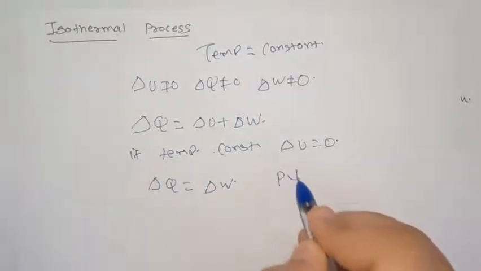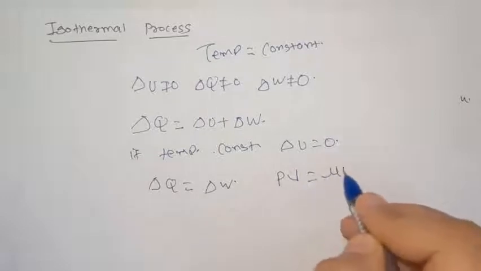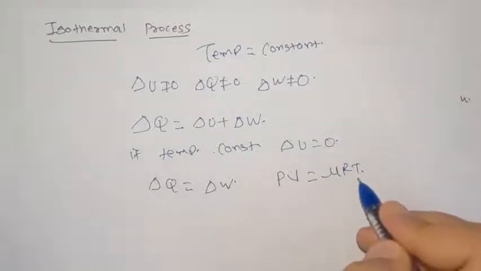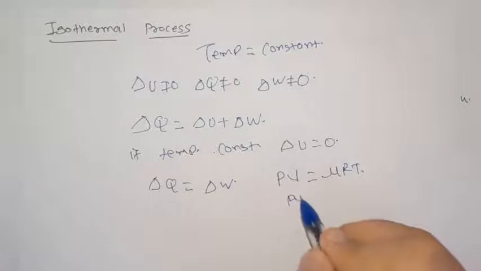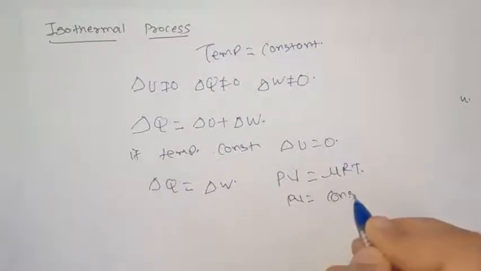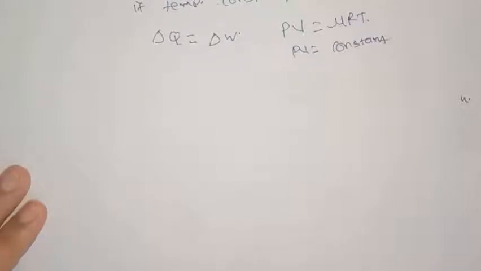And from the ideal gas equation, PV is equal to μRT. As temperature is constant, we can write PV is equal to constant. Now let us find the work done in the isothermal process.